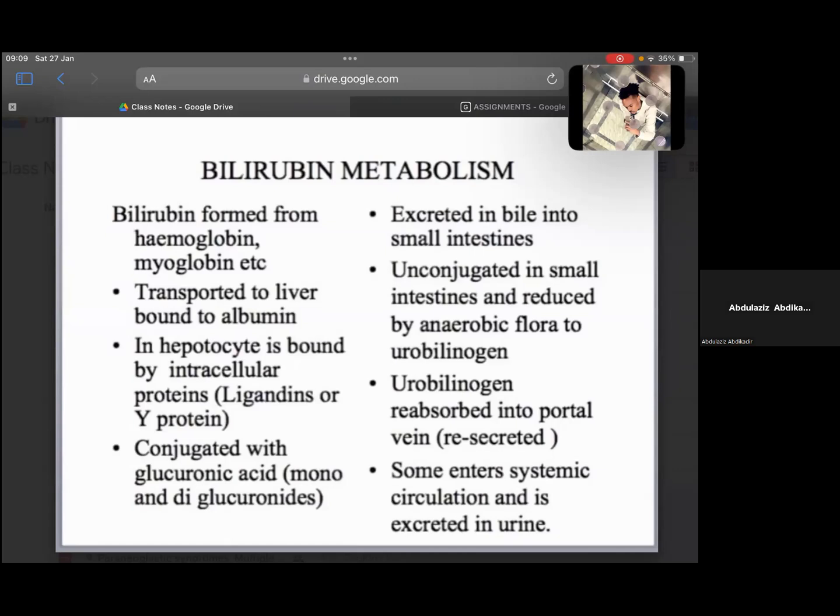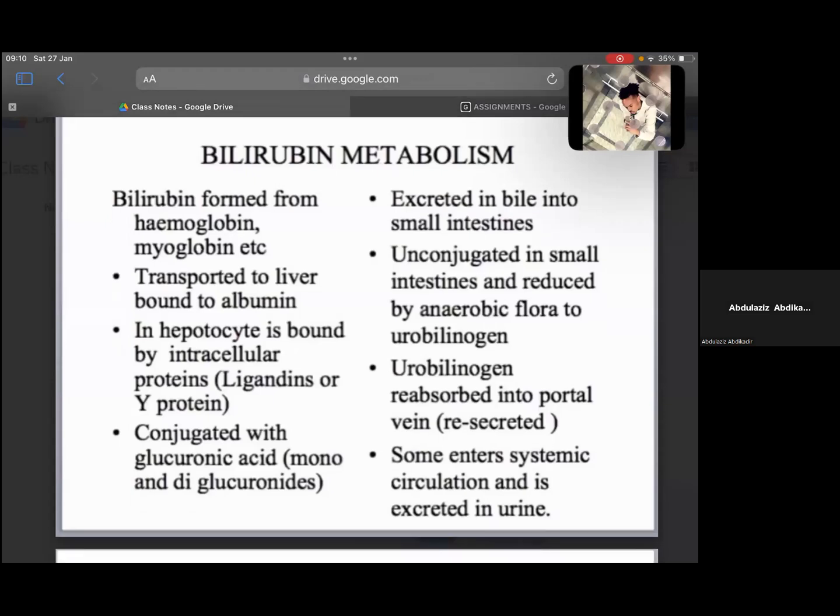Then when it goes to the small intestine, it gets deconjugated, then it gets reduced into urobilinogen. Urobilinogen goes back through the portosystemic shunt. There's that recycling: it comes, it goes, it returns, and there's a cycle. Then some enters the systemic circulation and is excreted. So remember, it comes via albumin, intracellular proteins, conjugation. I mean, this is an essay that I feared during my time that may come. So you need to focus here.